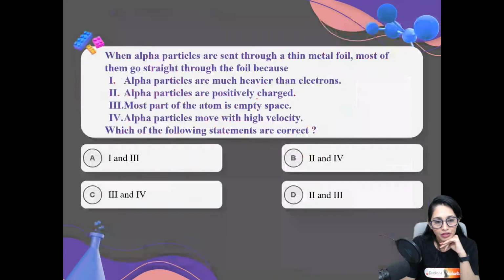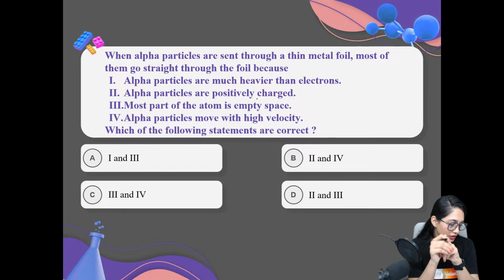Now we have a couple of questions. I need all of you to answer these questions. When alpha particles are sent through a thin metal foil, most of them go straight through the foil because dash.